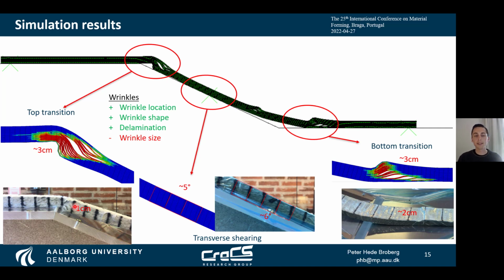The wrinkles that are being predicted by the model are slightly larger than the ones that we observe in the experiments. The reason for that is that we use, first of all, a linear bending stiffness, which overpredicts the bending stiffness at the high curvatures, which we have in this wrinkle here, for instance. And the other reason is that we also use a linear transverse shear stiffness, which also overpredicts the shearing at higher shear angles.